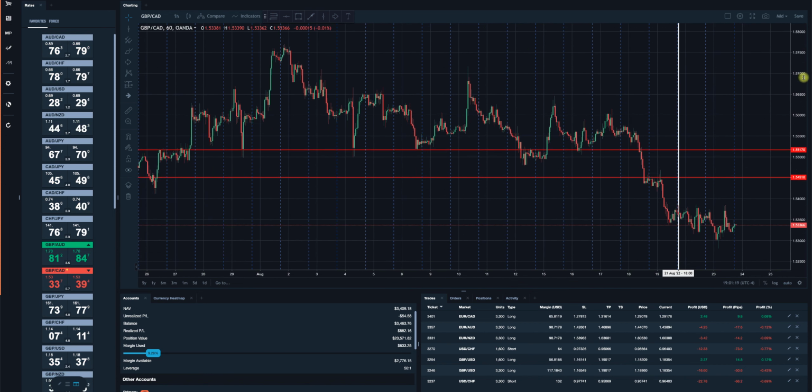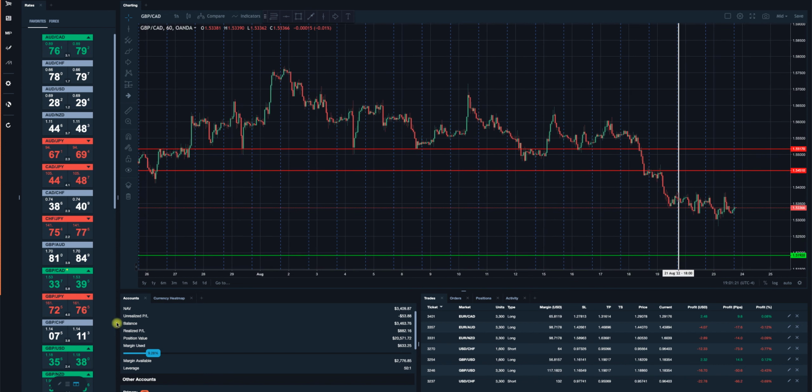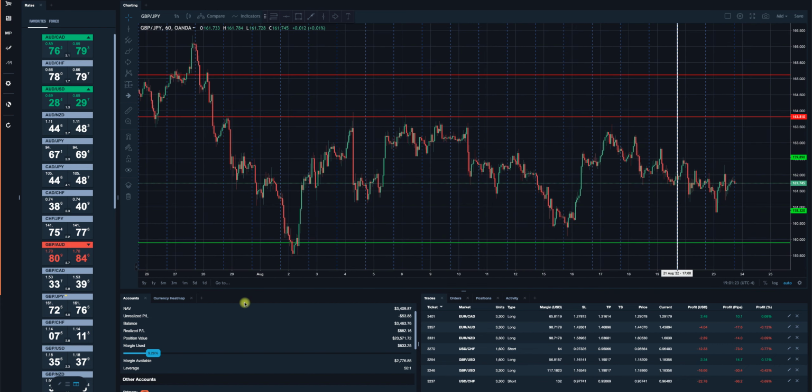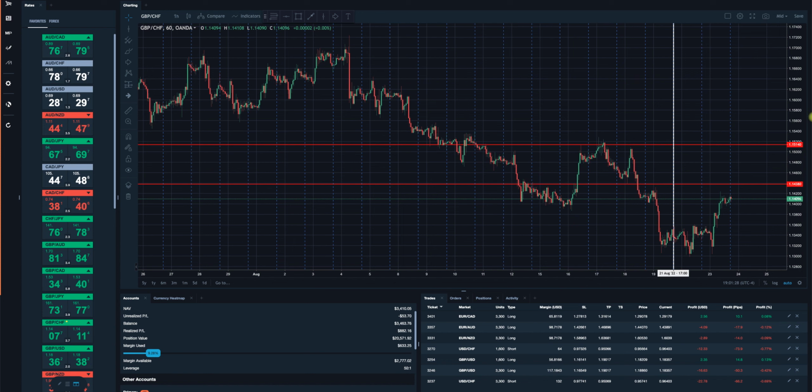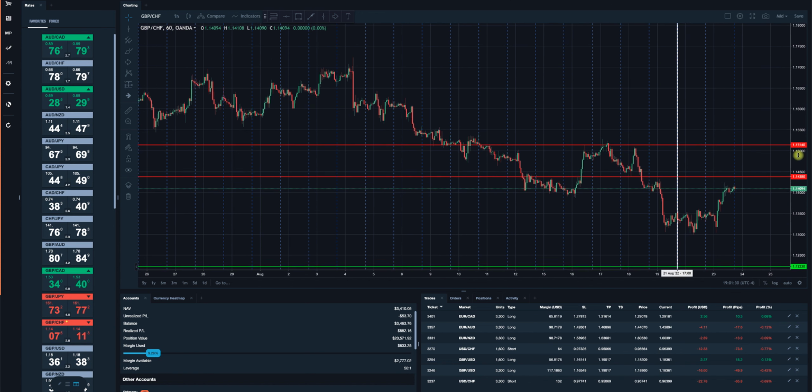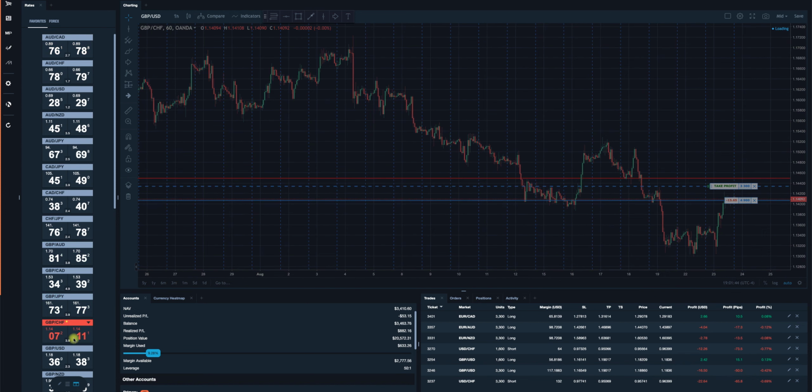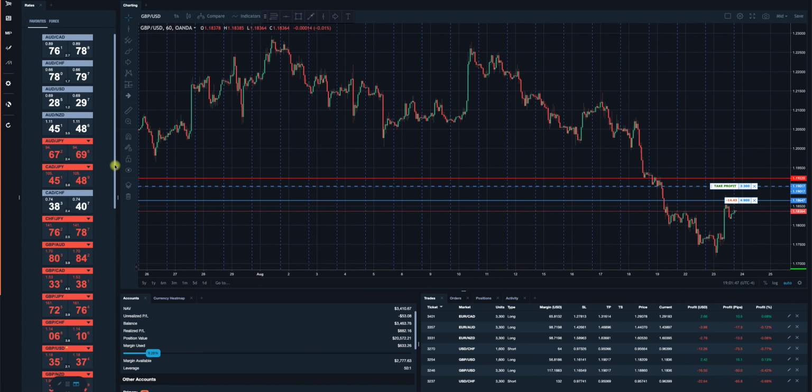Pound CAD, nothing as well. Nothing on the pound yen. And possible sell here at the pound Swiss, but I think I'll pass on this one. I will take S2, R2, but I'll pass on R1. I'm still holding this one.